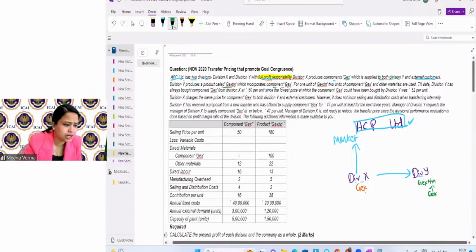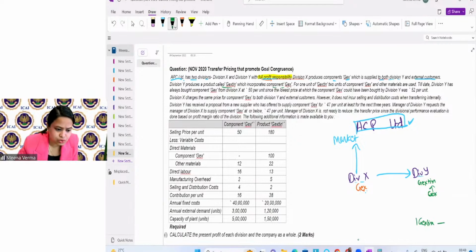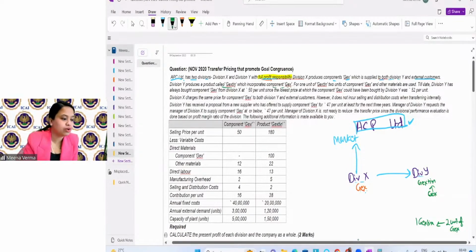Which incorporates component Jex. For 1 unit of Jextin, 2 units of Jex are required. So it is given that in this 1 Jextin, 2 units of Jex are required. All right. What else do you have? And other materials are used.